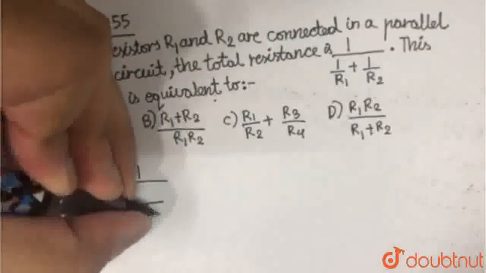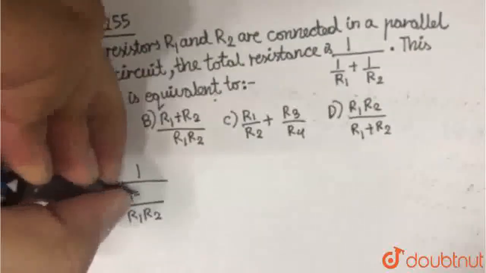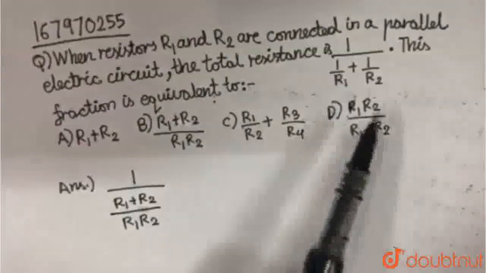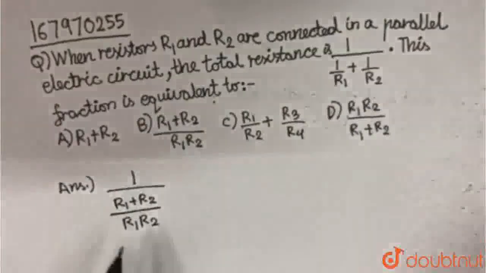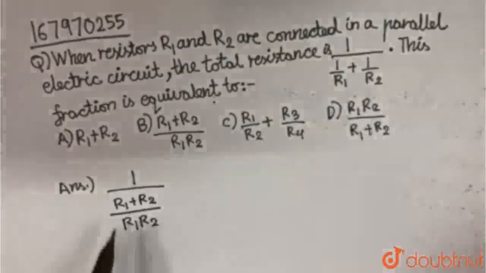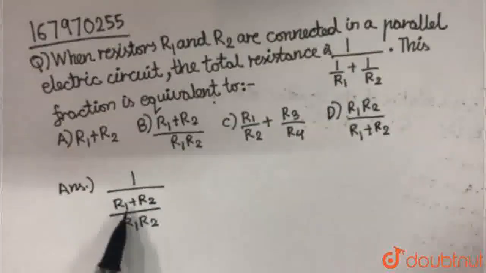So it becomes R1 R2. Here it is 1 upon R1. So it becomes like this. You have taken the LCM to be R1 R2. You take it out here R1 R2. You just solve it, and in the denominator part, the numerator we get is R1 plus R2. The denominator which we get is R1 R2.